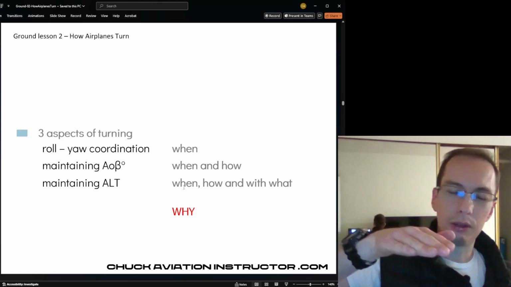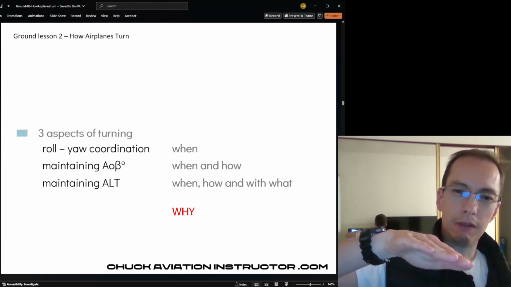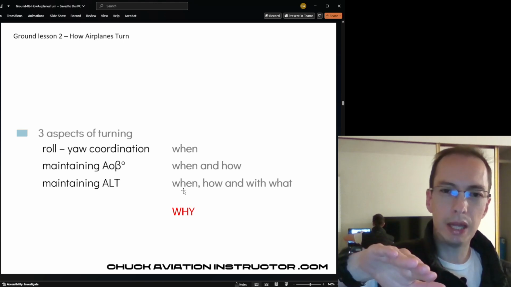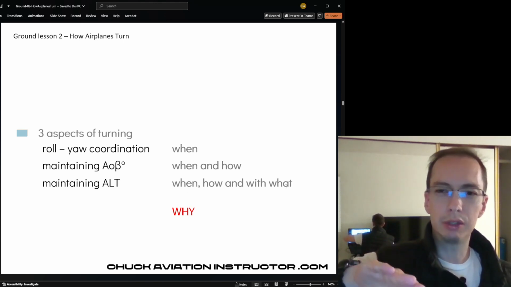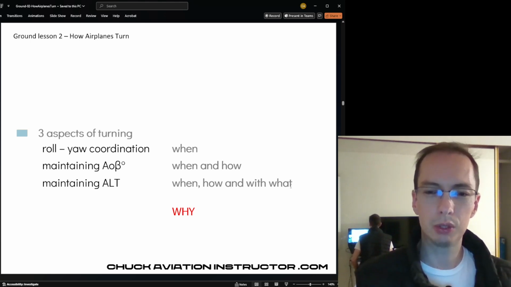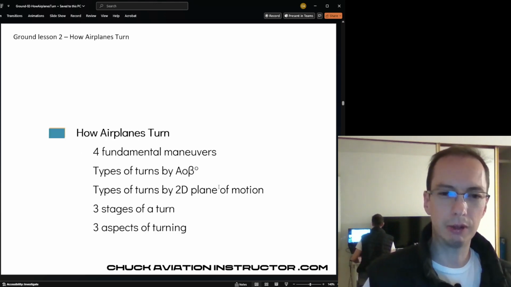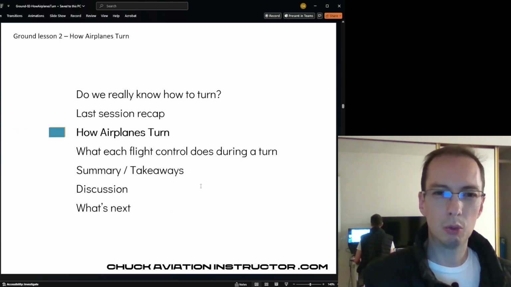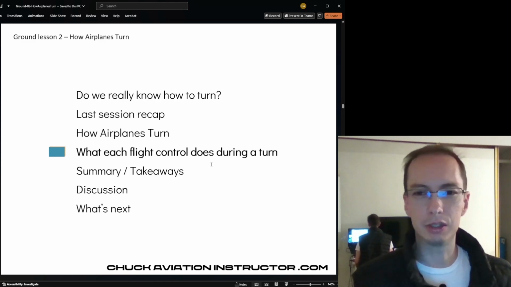That means during the rollout, the steeper the angle of bank, the more back pressure you need to exert with your aileron, with your elevator, sorry, to hold that nose from dropping. But that will also affect your speed. We're going to cover that when we cover the elevator. So stick around to see what each flight control does during a turn.